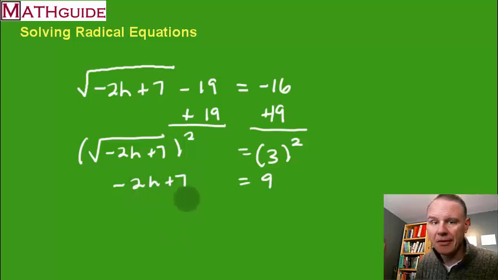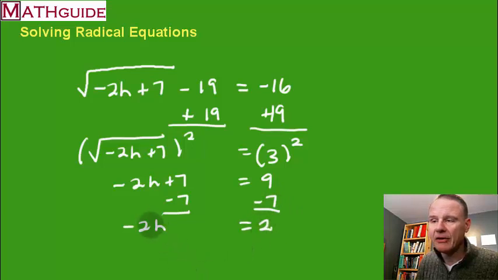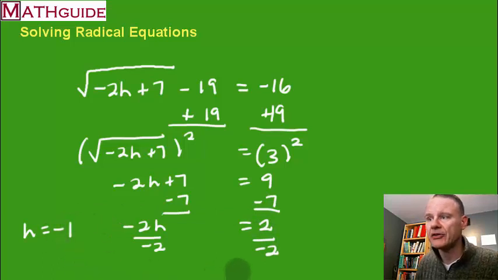Okay, so now to solve the rest of this, I have just a regular linear equation. So I'm going to follow the steps I would do with any linear equation. So I'm going to subtract 7. That's the inverse of adding 7. 9 minus 7 is 2. And then you can see that we're multiplying by negative 2, so the inverse would be to divide by negative 2. The negative 2's cancel on the left side and the right side. 2 divided by negative 2 is negative 1. And there's my solution, but not so fast.